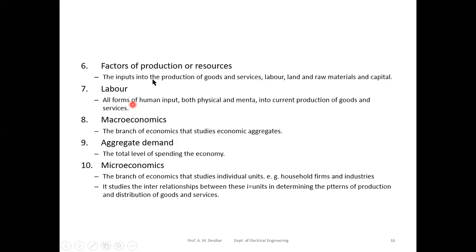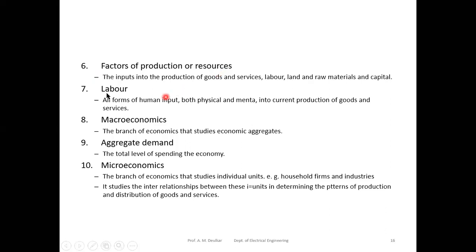Next is the factors of production, or the resources. What will they be? Land, labor, raw materials, and capital. What are these? These all act as the inputs to production. We call them the factors of production, or resources for production.